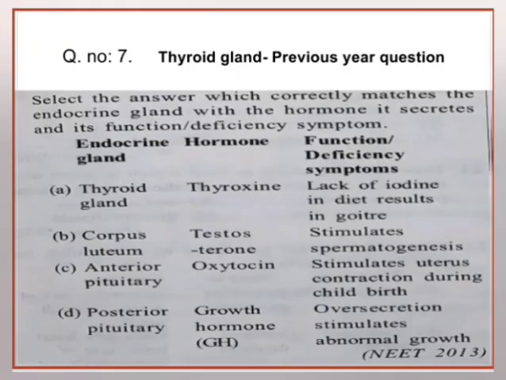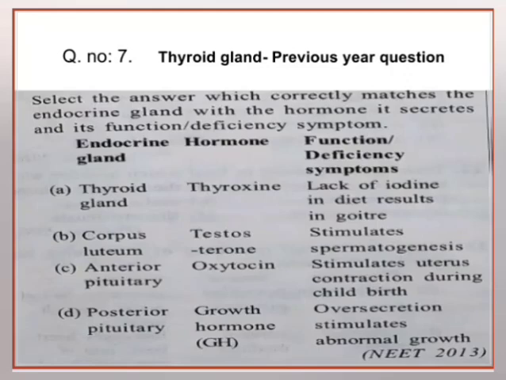Number 7, NEET 2013 question. Select the answer which correctly matches the endocrine gland with the hormone it secretes and its function or deficiency symptoms. Option A, thyroid gland, the hormone thyroxine, deficiency symptom, lack of iodine in diet results in goiter. It looks correct. Let me discuss the other options also.